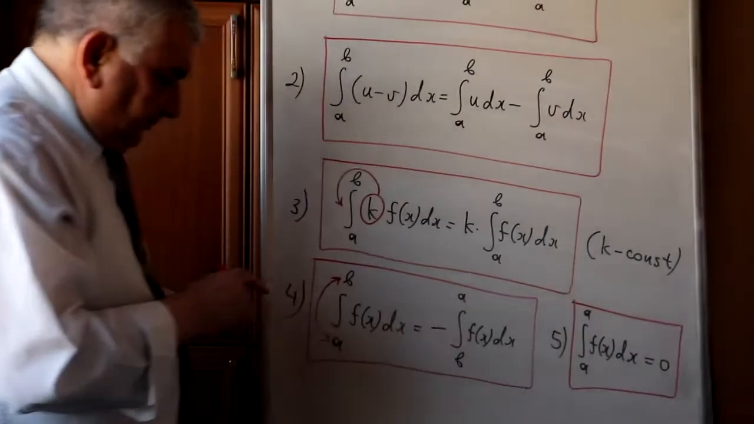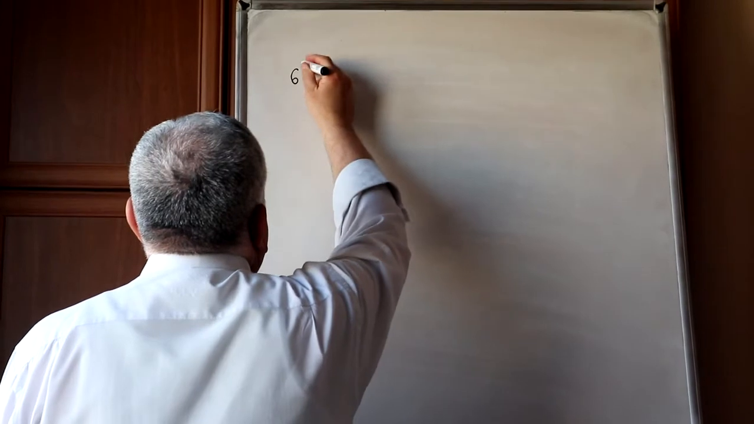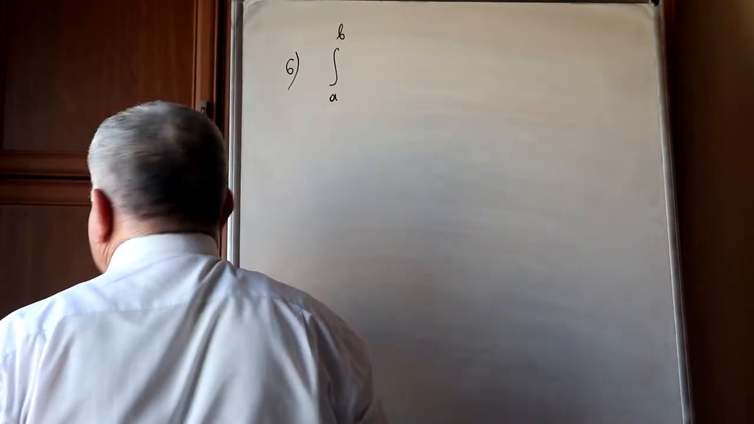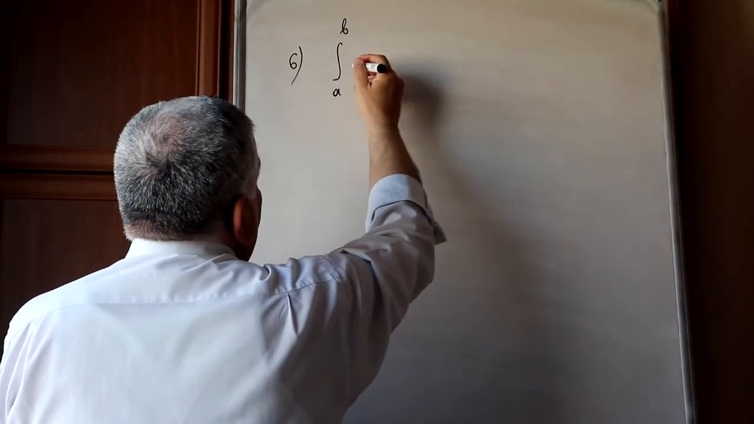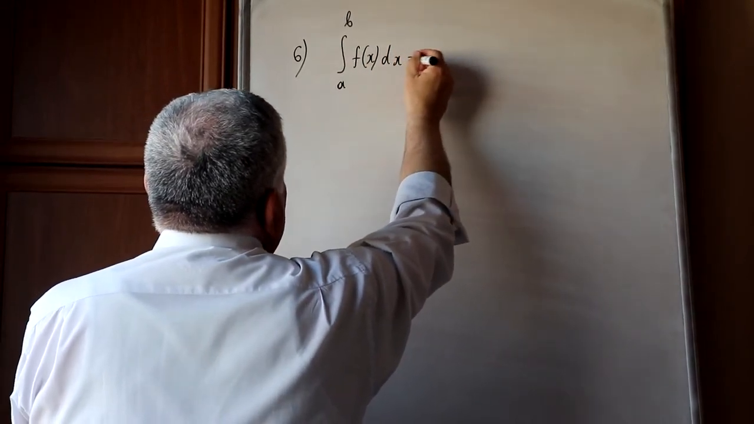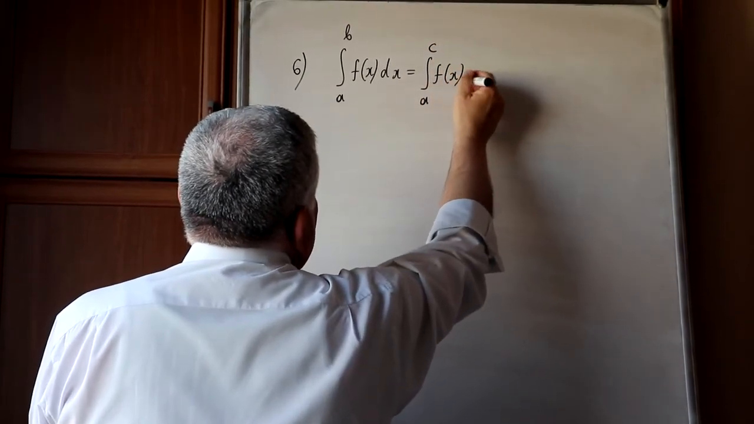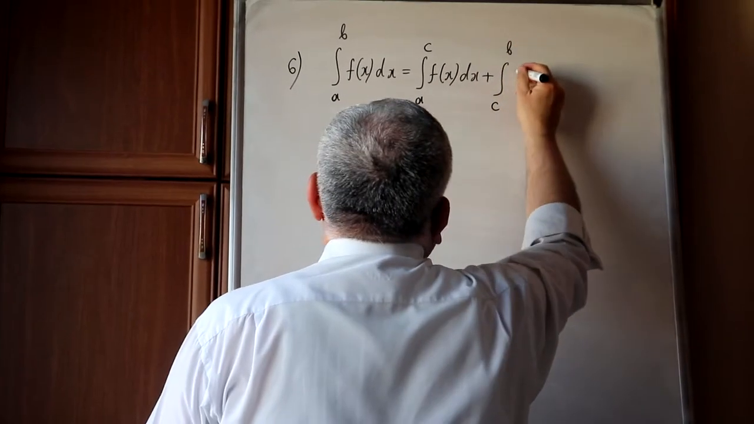Then continue. Now write sixth point. Integral from a to b f of x dx. We can separate the given interval into several integrals. It is equal to the integral from a to c of f of x dx plus integral from c to b f of x dx.